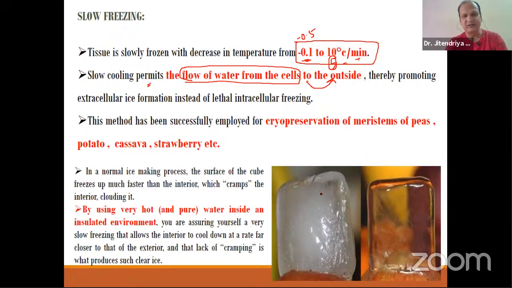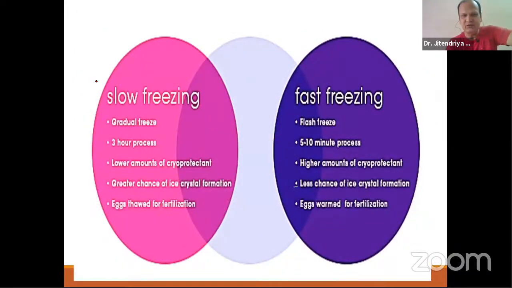Here it shows two things. This one is totally ice. Here, you can see there is no ice crystal inside it, isn't it? The examples were the meristems of peas, then potato, then cassava, then strawberry. These are the examples where slow freezing was preferable. So at times slow freezing is better than rapid freezing, depending upon the plant category. This is the difference between slow freezing and fast freezing.